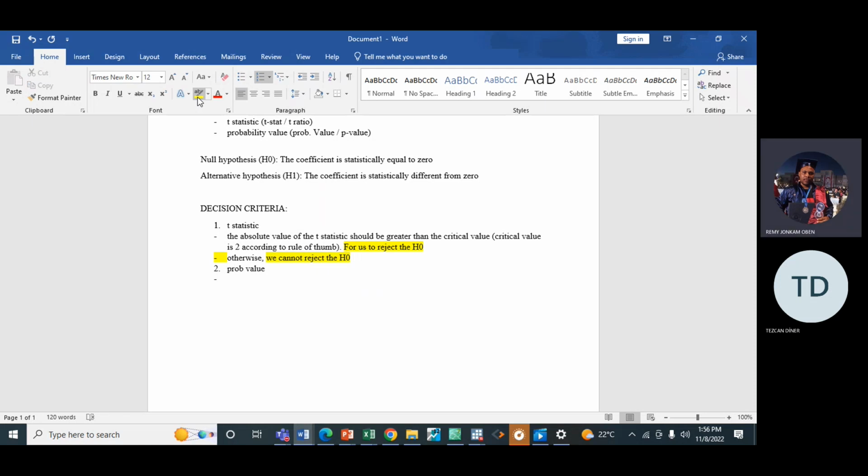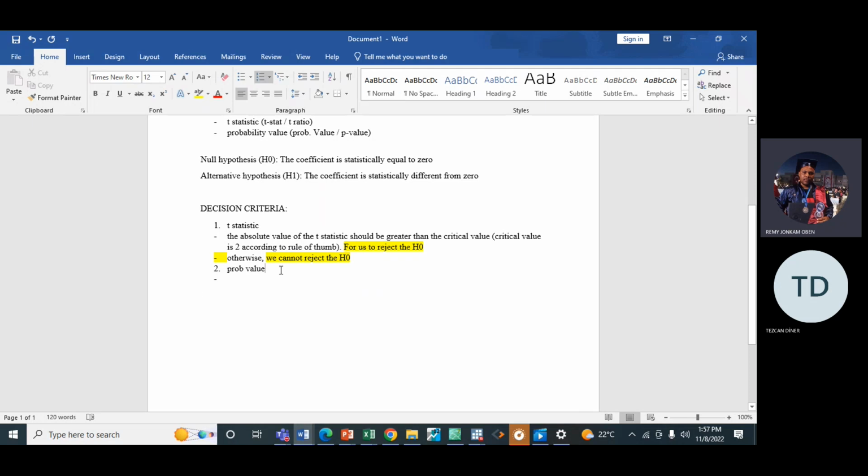We never accept the null. You just say we cannot reject the null. You accept the alternative only if you reject the null. If you reject the null, you accept the alternative. But if you cannot reject the null, then you don't even bother about what is happening to the alternative. You focus only on the null, but you don't say you are accepting the null. What you should say is that you cannot reject the null, right? Okay. Fine? So that is how we can make the decision using T statistic.